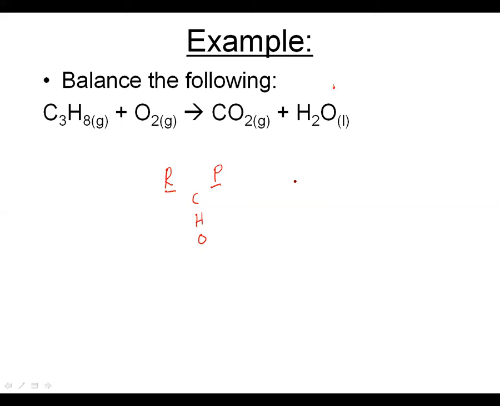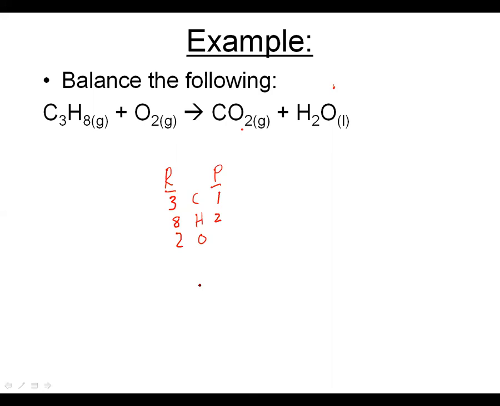Okay, let's take a look and see how we're doing. So if we come over here, left-hand side, we have 3 carbons. Right-hand side, we have 1 carbon. Left-hand side, there is 8 hydrogens. Right-hand side, there are 2. And let's see here, oxygens, we have 2 over there. Oxygens, there are 2 here and 1 more over here, which gives us 3 total.